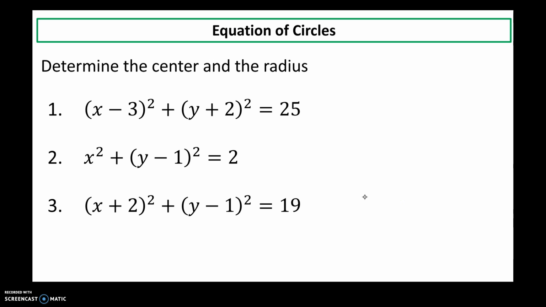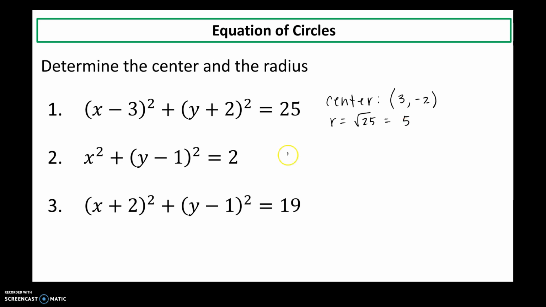Okay, determine the center and the radius. So the center, okay, h is the opposite of the value in the parentheses. So h would be positive 3, k would be negative 2, and your radius is the square root of r squared. Okay, so the radius of that circle would be 5.